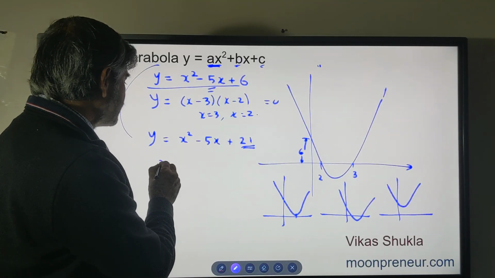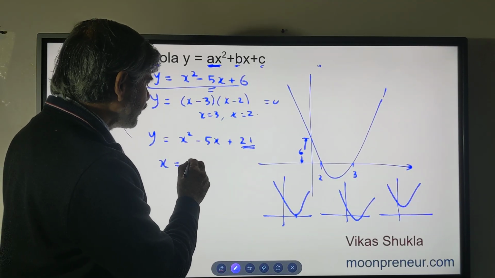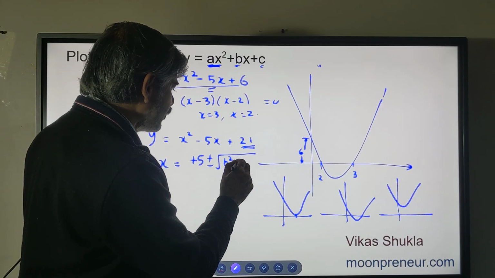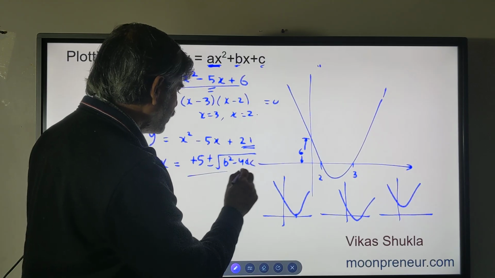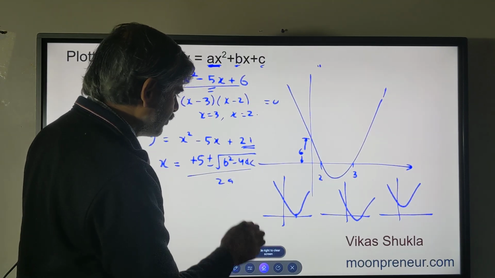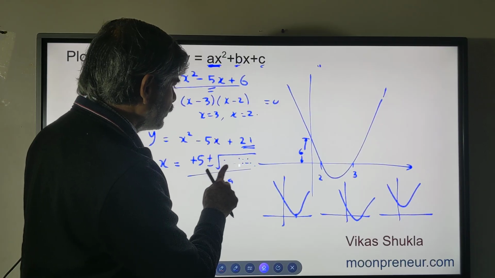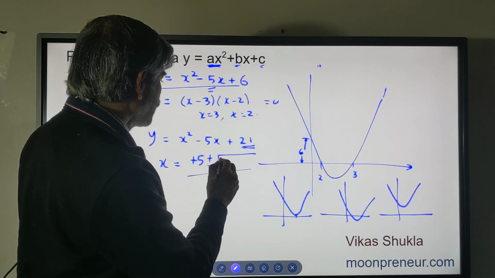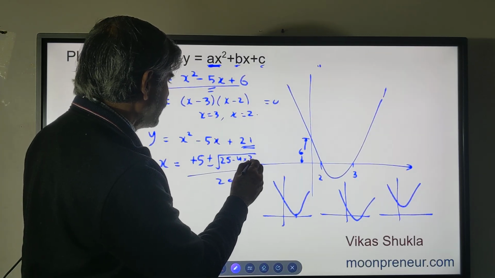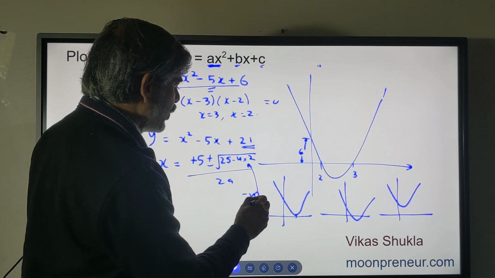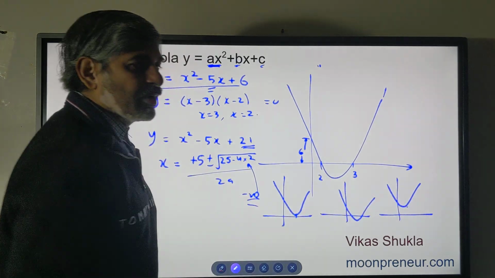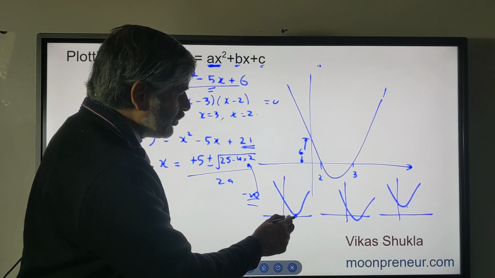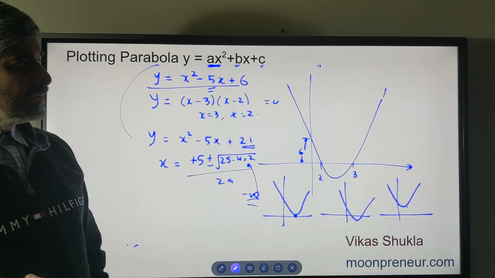What happens is, in this case, if I try to find out the roots of x using the formula minus b plus minus square root of b square minus 4ac upon 2a, then this thing, b square minus 4ac, becomes 25 minus 4 into 21, and this becomes negative. And when this becomes negative, the parabola will look like this. And when b square minus 4ac is 0, the parabola will be touching the x-axis.